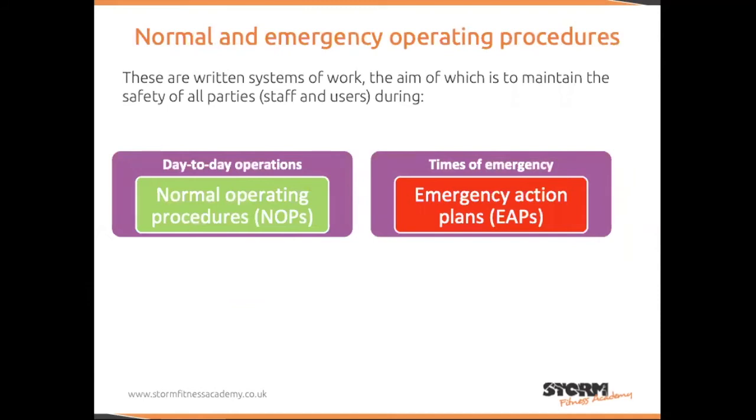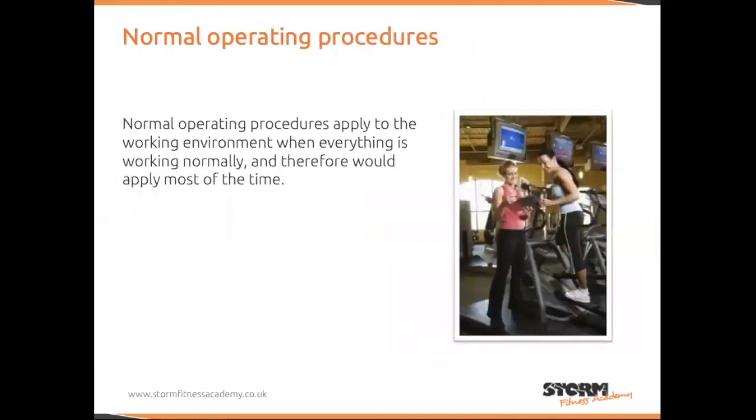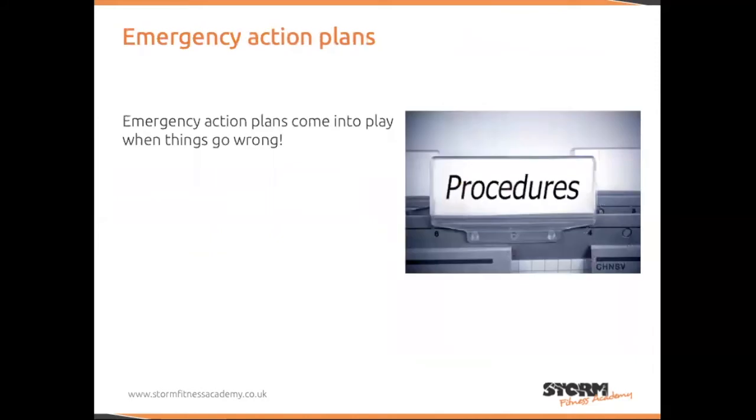Normal and emergency operating procedures. These are written systems of work, the aim of which is to maintain the safety of all parties, staff and users. So we divide them up into our just regular day-to-day operations and then times of emergency. The normal operating procedures apply to the working environment when everything is working normally. Emergency action plans refer to when things go wrong.